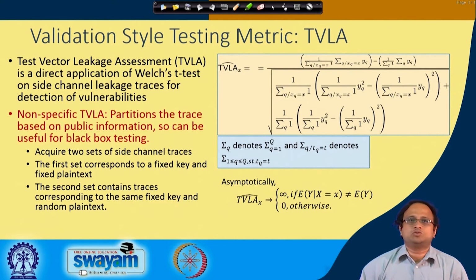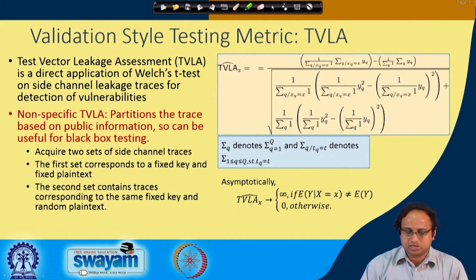So you acquire two sets of side channel traces. In the first set, the key is fixed, and you also fix the plain text. In the second case, you give random plain texts. Now you calculate this parameter called TVLA X, with a hat over it, and I will explain what it stands for. In the numerator, you find the mean in both these approaches.